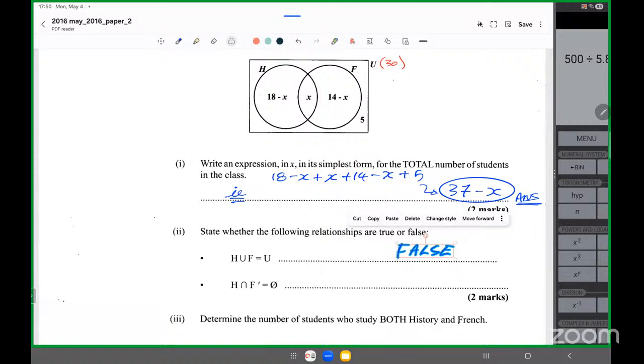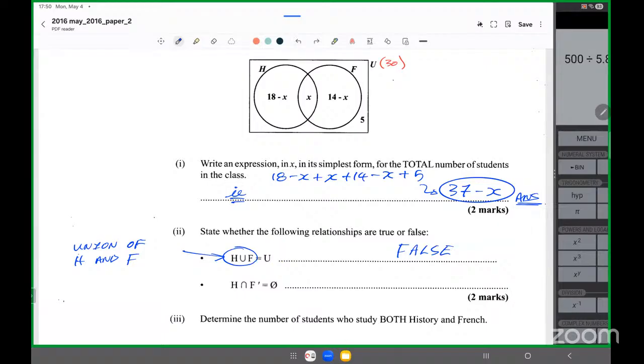So this is the union of H and F. It really means H or F or both. That's what it means, and that's not the universal set. Right? That's what that means.